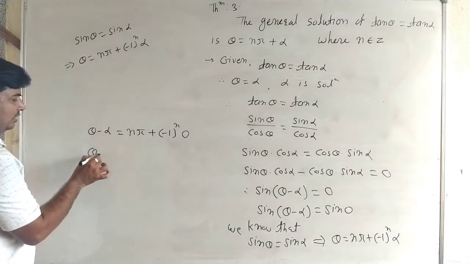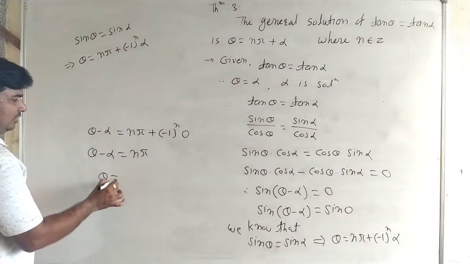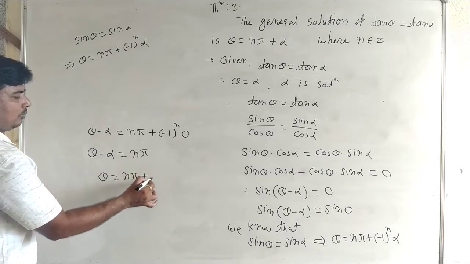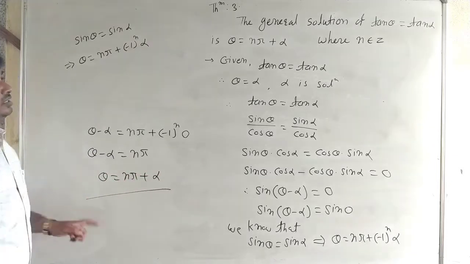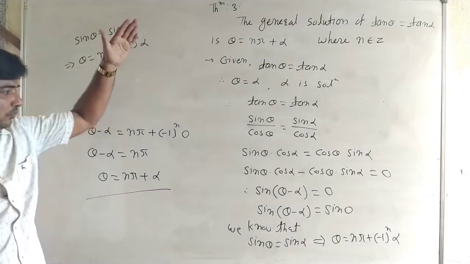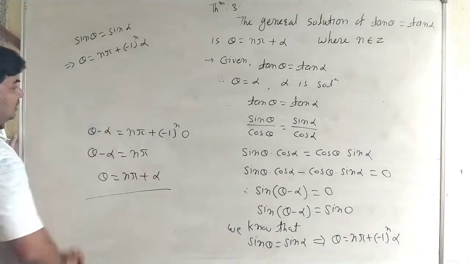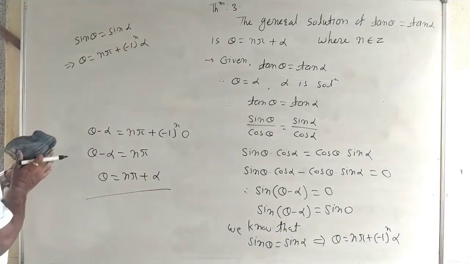That means theta minus alpha is equal to n pi, and then theta is equal to n pi plus alpha. It is a general solution of the equation tan theta is equal to tan alpha. See carefully this. Now here we see the three general solutions.